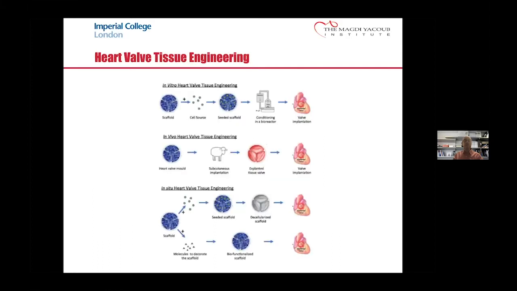So as far as heart valve tissue engineering goes, this can be divided broadly into 3 different strategies. First strategy, and probably the one that most people started out investigating, certainly true for our experience, was so-called in vitro tissue engineering, where following the normal paradigm of tissue engineering, you're taking scaffolds, mixing these with a cell source of your choice, making a cellularized scaffold or valve, bioconditioning this in some sort of bioreactor prior to implantation.